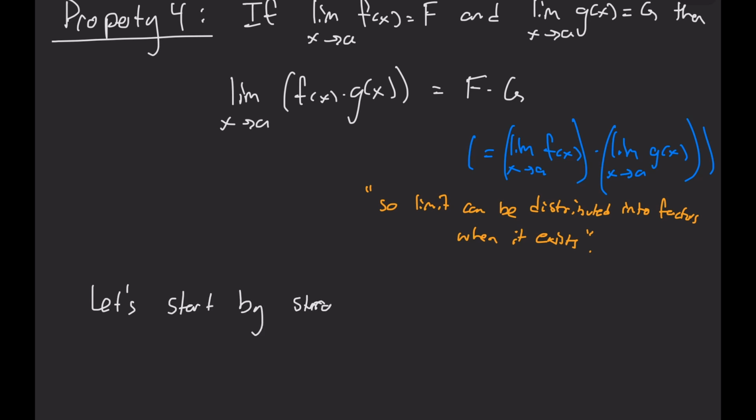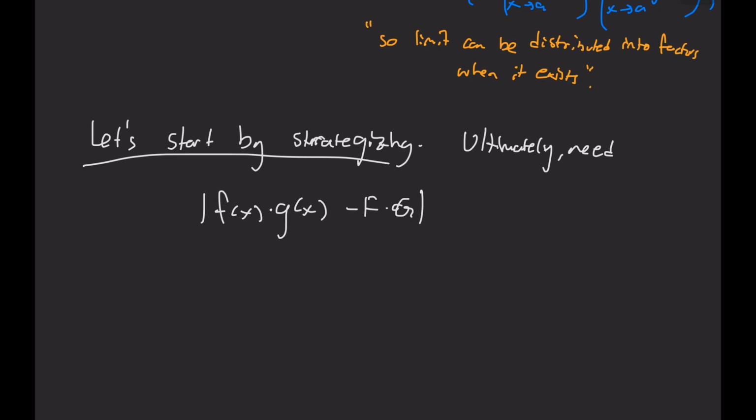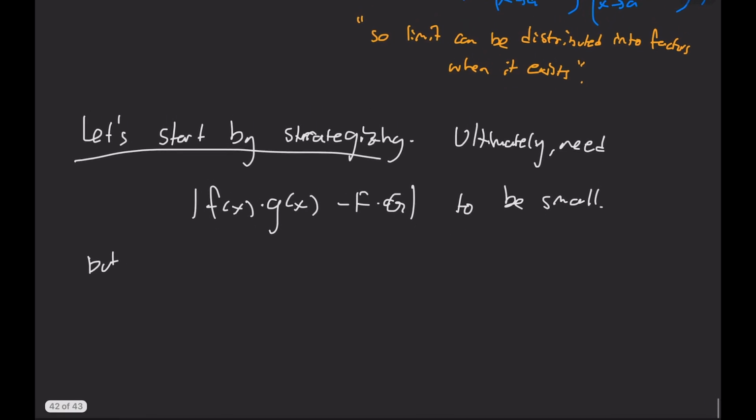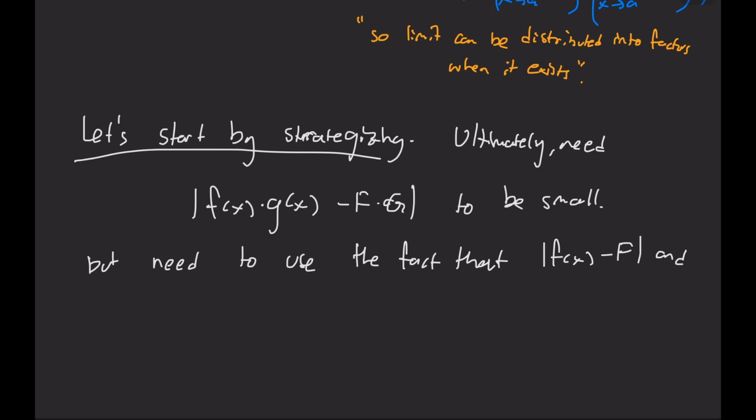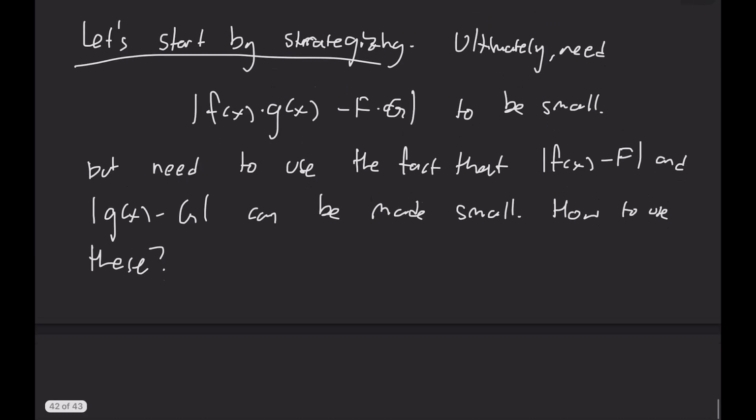Okay, so this proof is going to be a bit more involved, but we can start by strategizing a little bit. So what do we want to show? Ultimately, we need to get this quantity f times g minus capital F times capital G to be small. We need to get that small. And we can use the fact that f minus capital F and g minus capital G can be made small using the fact that those limits exist.